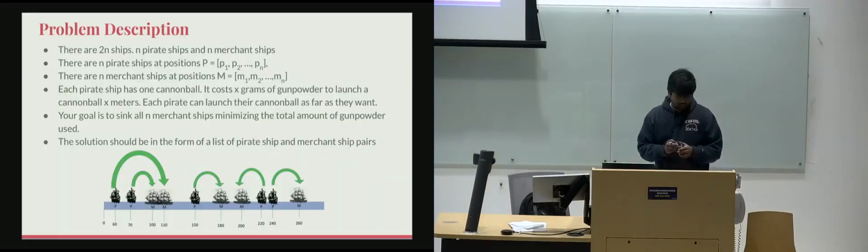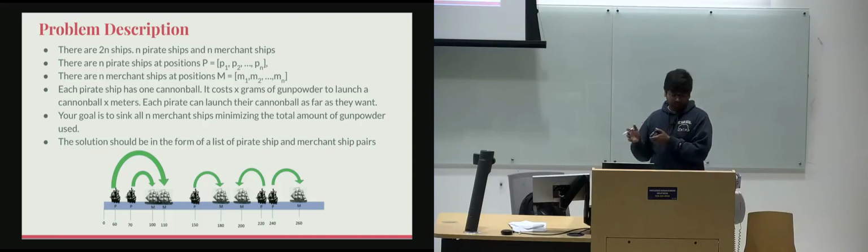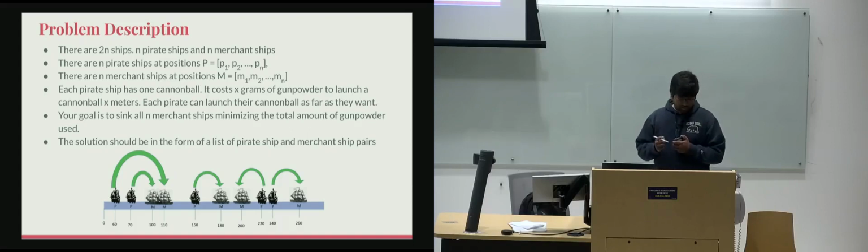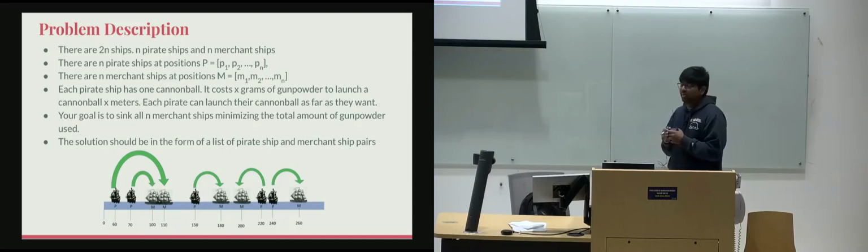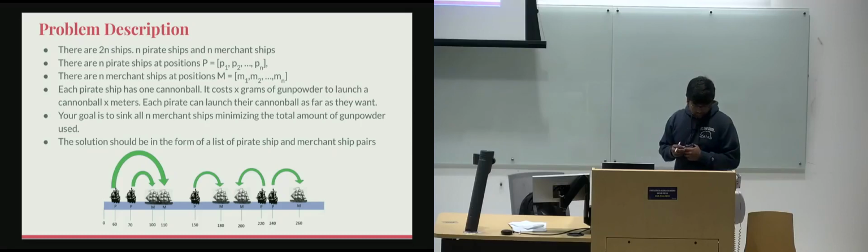So the problem goes like this. There are two N ships. Half of them are pirate ships and half of them are merchant ships. Each pirate ship has one cannonball, and that cannonball costs X grams of gunpowder to launch X meters from its position. One more constraint is that each pirate ship can launch exactly one cannonball. Your goal is to sink all N merchant ships using the minimum amount of gunpowder possible.